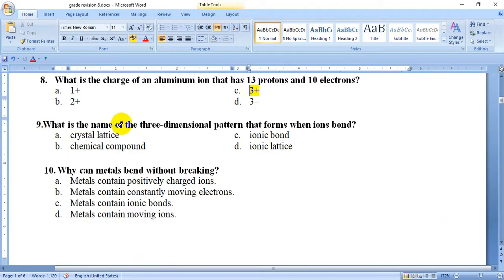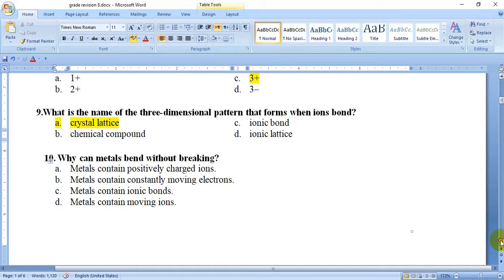Question 9. What is the name of the 3-dimensional pattern that forms when ions bond? If you remember, we said in ionic bonds, ions form bonds together and they form a shape called a crystal lattice. A regular pattern, 3-dimensional shape, crystal shape.